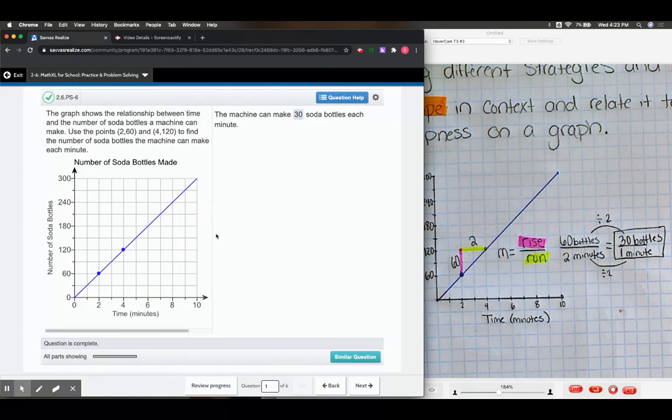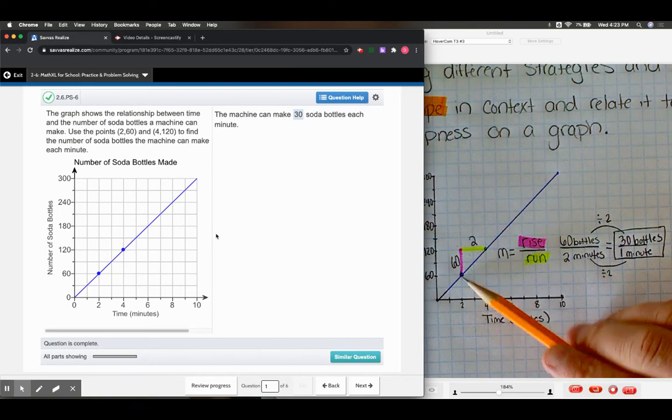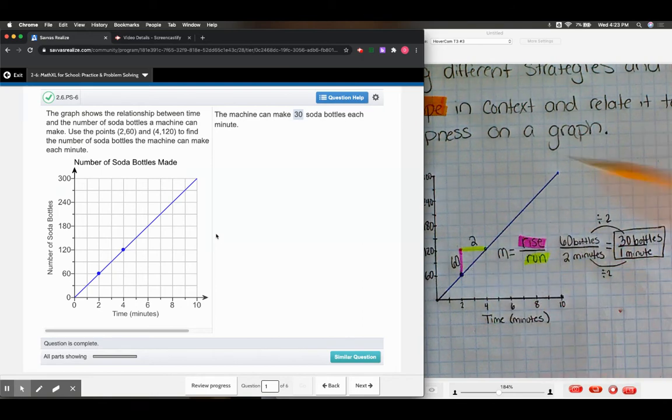Now you might be asking a really good question. Mr. Gallucci, why the heck did you do all of this rise over run? It's kind of confusing. I didn't get a lot of it. Why did you do all that when we could have just picked 1 point and got it? That's a really great question.